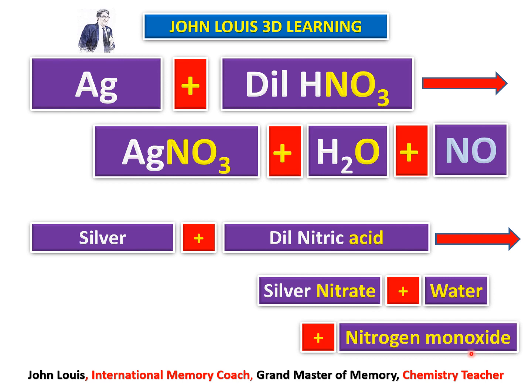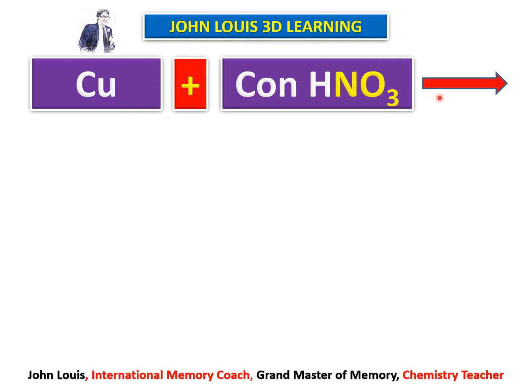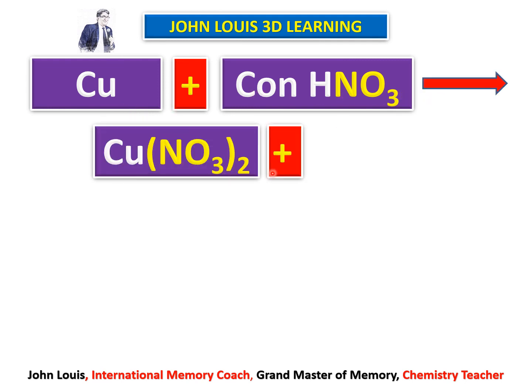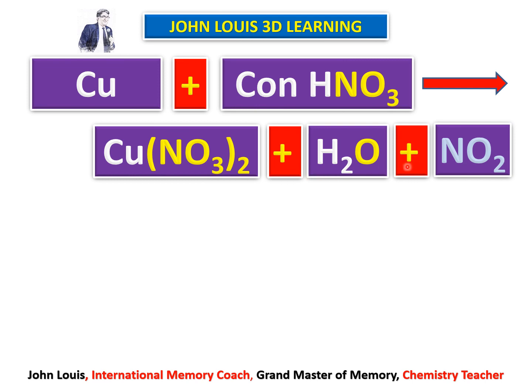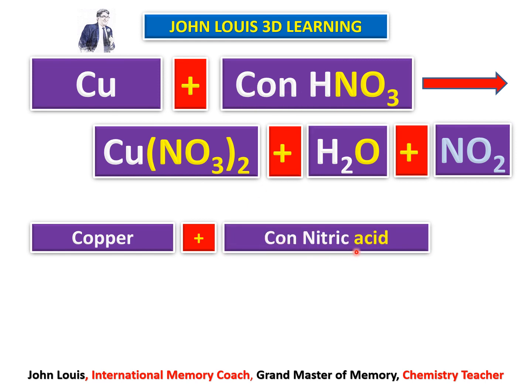Okay, next equation: Cu plus concentrated HNO3 gives Cu(NO3)2 plus H2O plus NO2. Now we should learn to read it in words. What is Cu? Cu is copper, plus concentrated HNO3. What is H? Hydrogen. NO3 is nitrate. Therefore this is hydrogen nitrate, but its commercial name is what? Nitric acid. Since it is concentrated here, concentrated nitric acid.